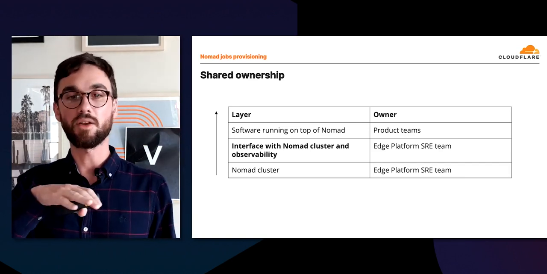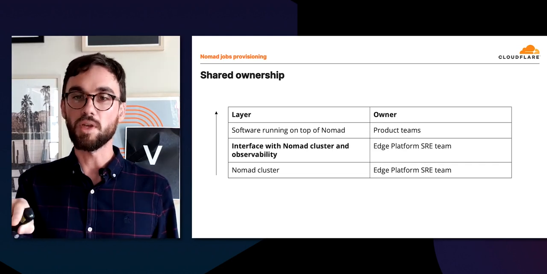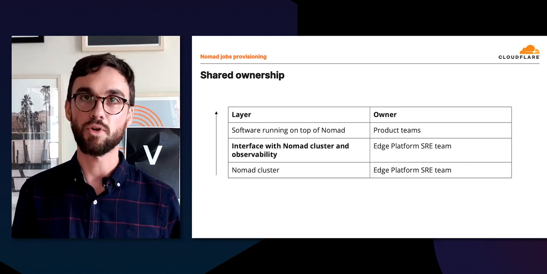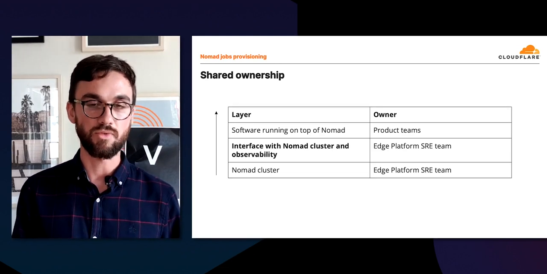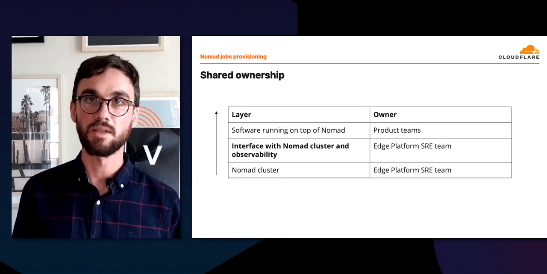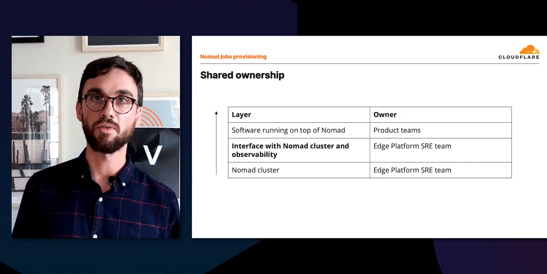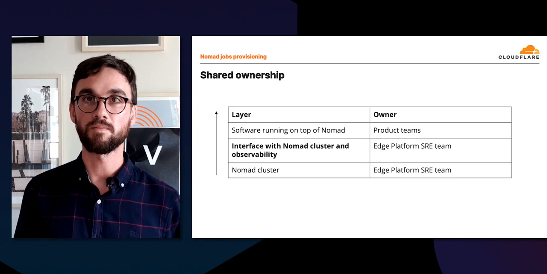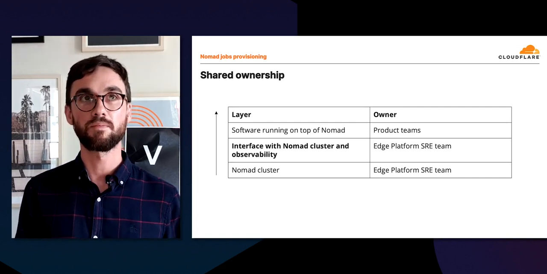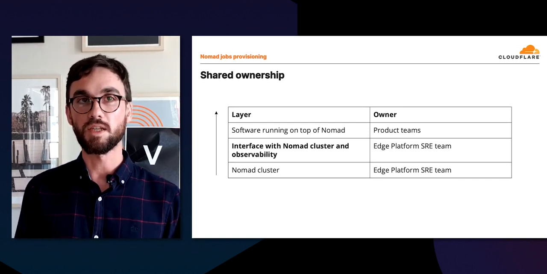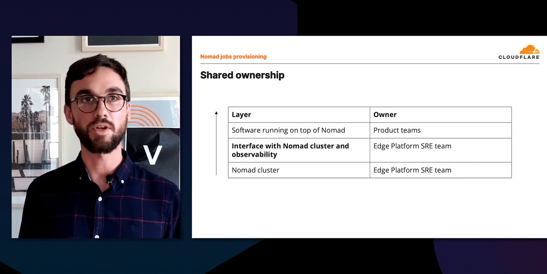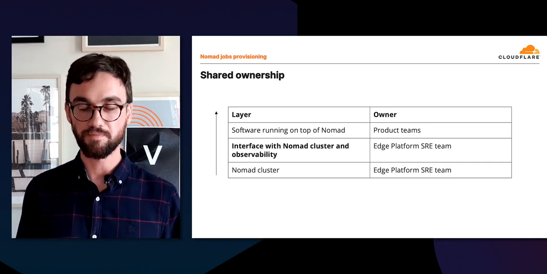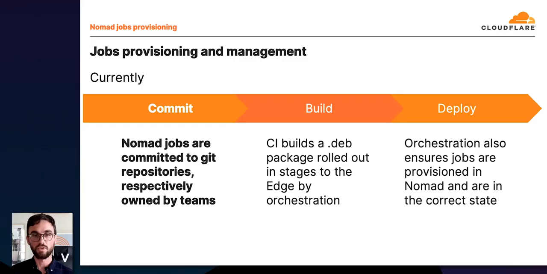And product teams own the software which runs on top of the platform. But then there is a layer in between those two layers, which is how those product teams can interact with the Nomad cluster and how they get really good observability of all the software that they run on top of Nomad, which is really important, just to give them a sense of ownership of those products, and they can manage the whole life cycle. So first, provisioning new jobs and also managing those jobs in production.